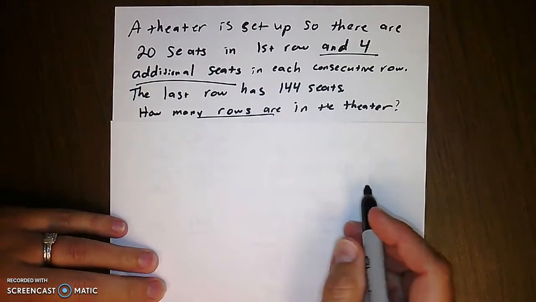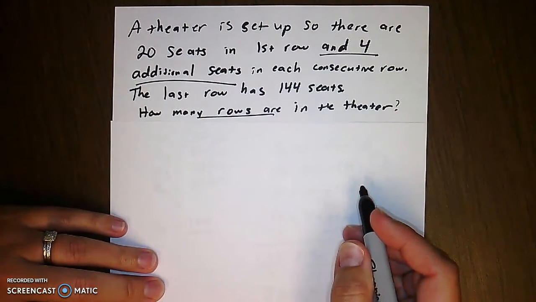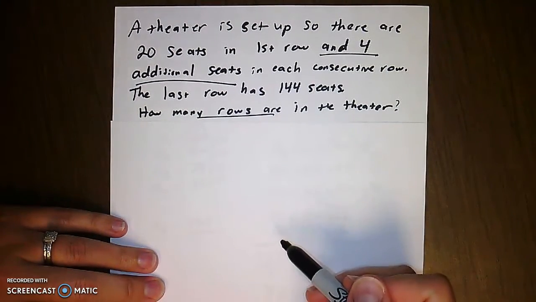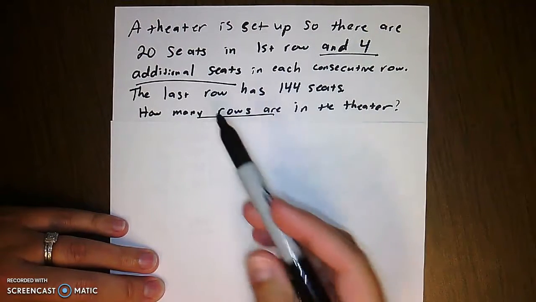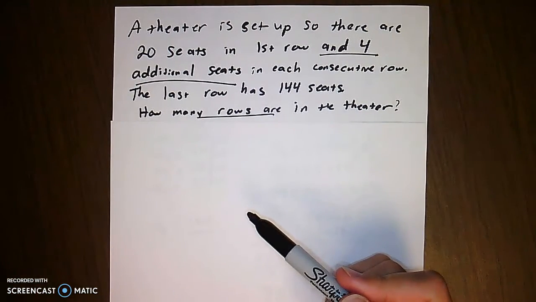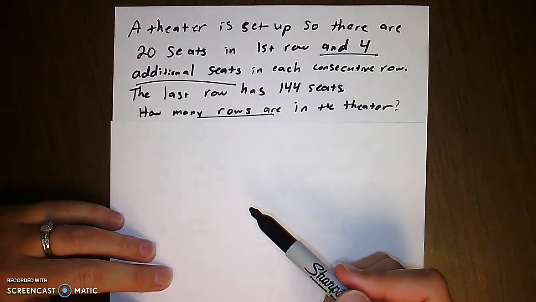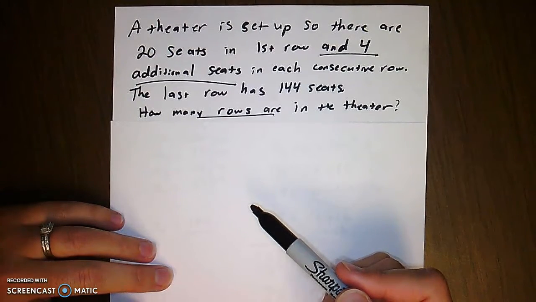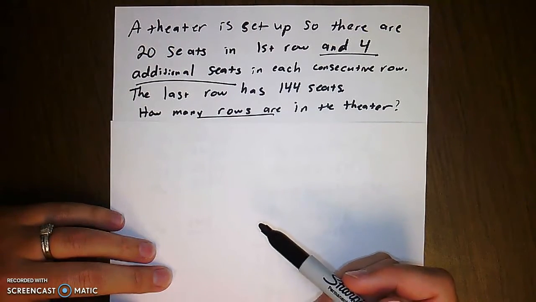Okay, so in this problem we have a theater that is set up so that there are 20 seats in the first row and 4 additional seats in each consecutive row. And they told us that the last row has 144 seats. So we need to figure out how many rows are in the theater.